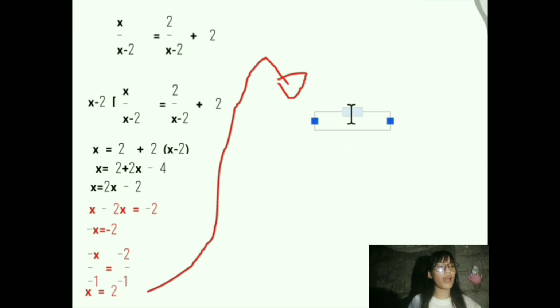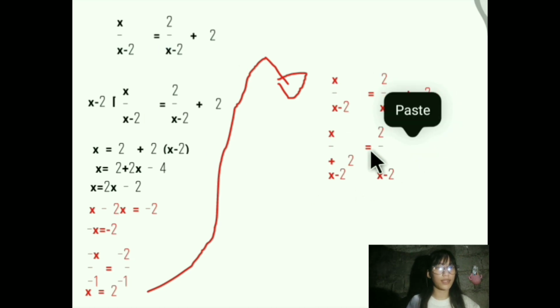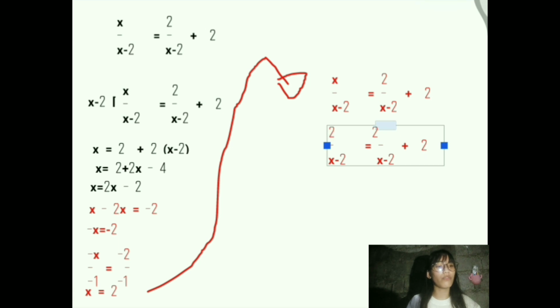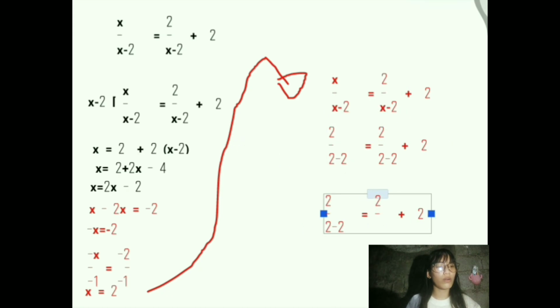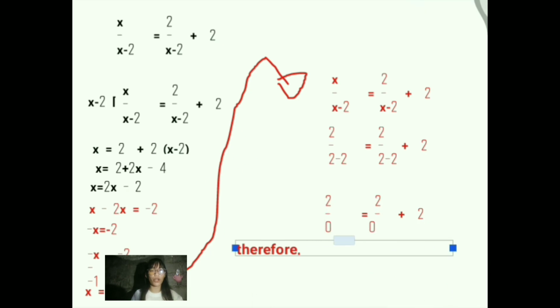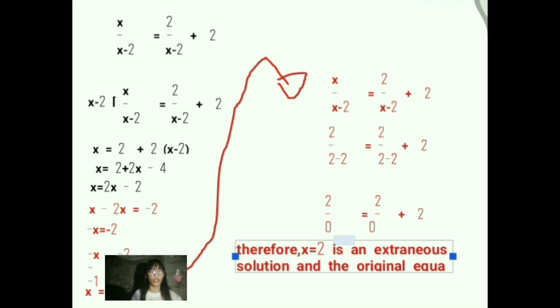Now let's move on to checking. Let's plug into the original equation first, which is x over x minus 2 equals 2 over x minus 2 plus 2. Now we will substitute the value of x. That becomes 2 over 2 minus 2 equals 2 over 2 minus 2 plus 2. Now let's solve for the denominators: 2 minus 2 equals 0, and 2 minus 2 equals 0. So by just looking at that, there's already a 0, so automatically, that is not accepted. Therefore, x equals 2 is an extraneous solution, and the original equation has no solution at all, since we've checked and proved that this is an extraneous solution.